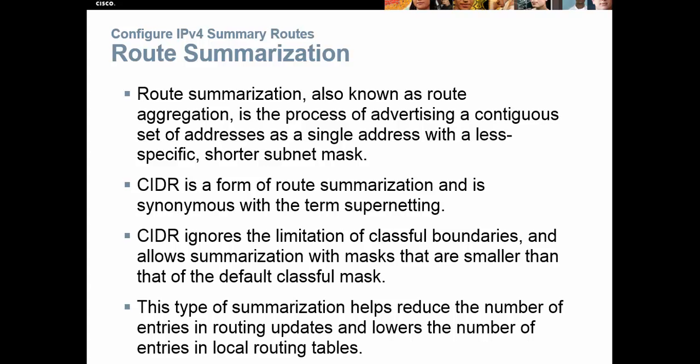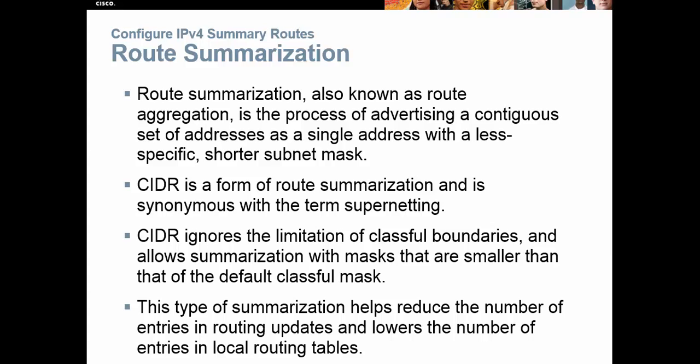Alright, let's talk a little bit about route summarization. It's also known as route aggregation, and it's the process of advertising a contiguous set of addresses as a single address with a less specific, shorter subnet mask. That means that you're going to take the IP addresses that are all in a row and put them together and use a shorter subnet mask.